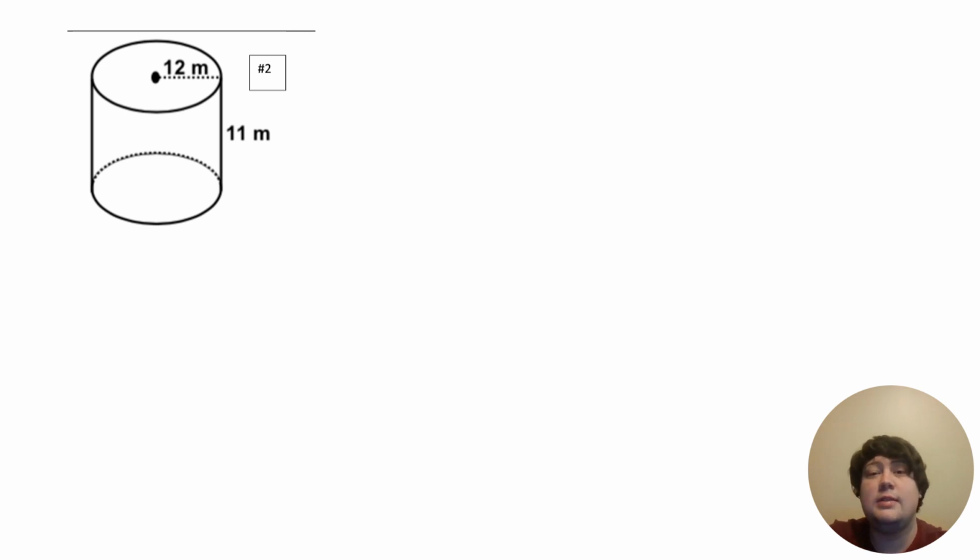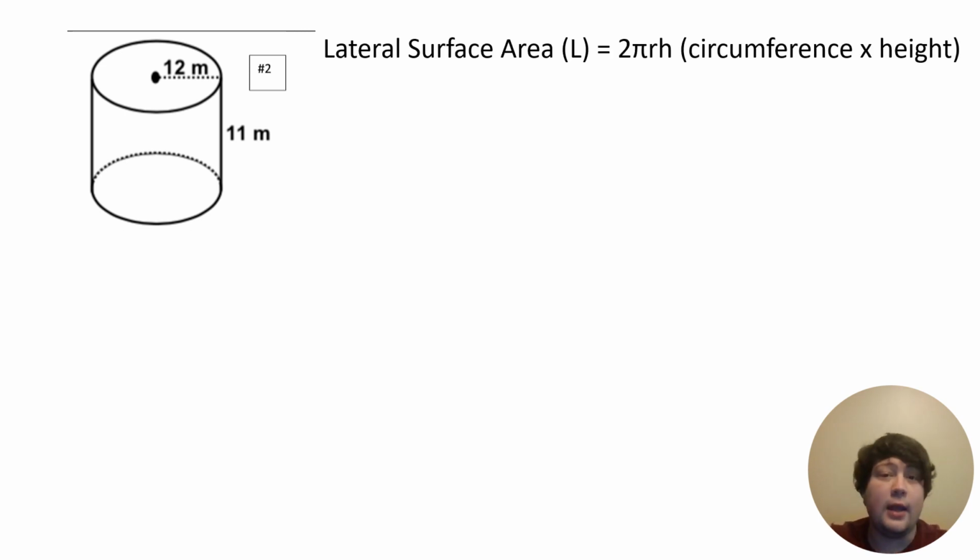The formula for this is 2 pi RH, or the circumference of the circle, multiplied by the height of the cylinder. So the circumference is going to be the area around the edge of the circle. And then the height of the object is going to be the distance in between the two bases, so this right here. And we're actually given everything in our example here.